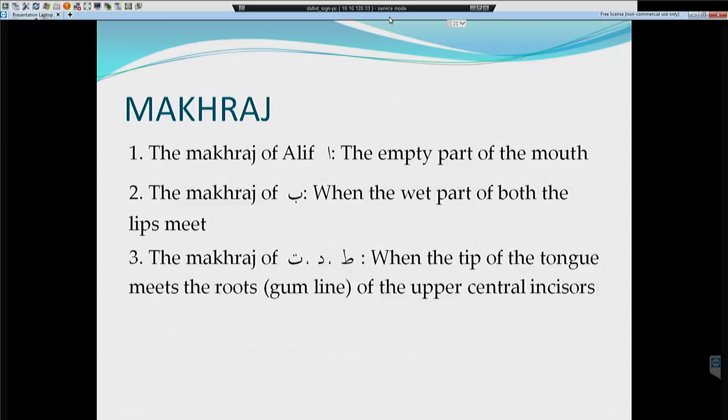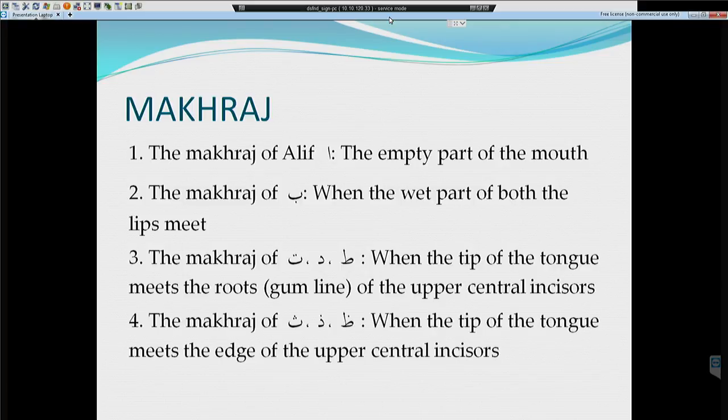These front two teeth are called the upper central incisors. There's the lower central incisors and the upper central incisors, thanaya ulya and thanaya sufla. This is how they're pronounced in Arabic. So the gum line right above those, that's where the ta, dal, and ta come from, the tip of the tongue.